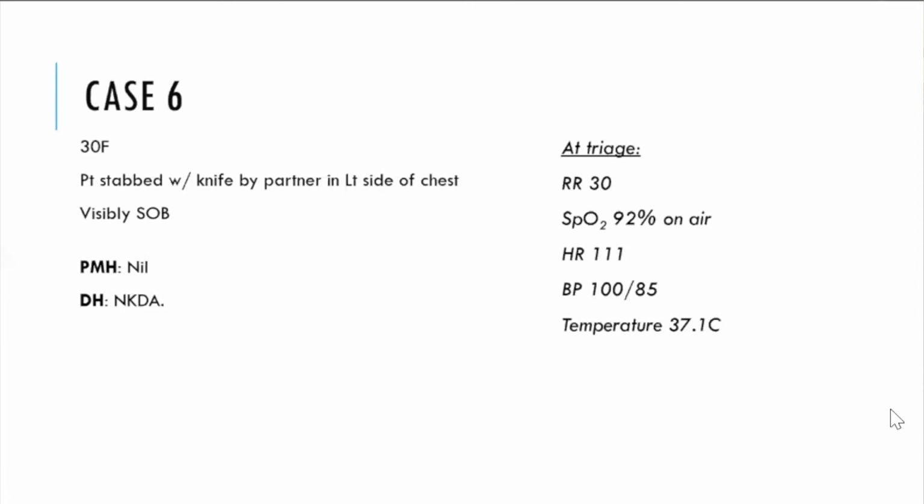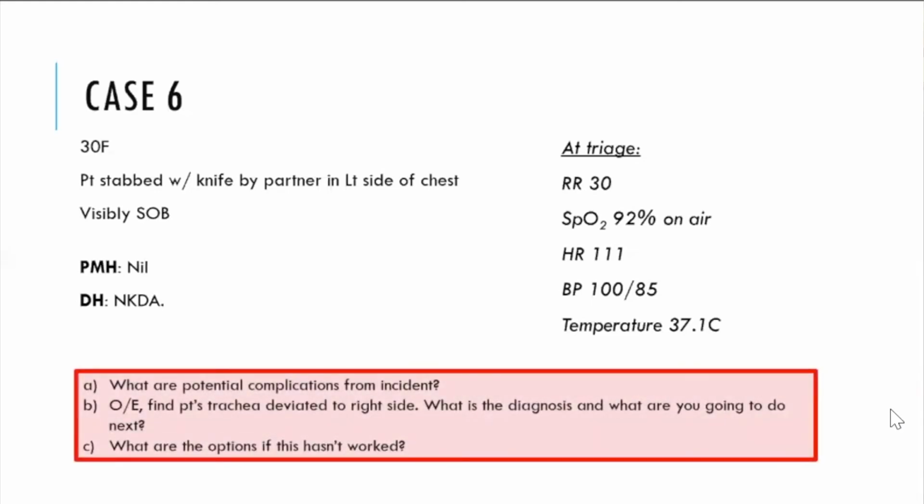Case 6, a 30-year-old female stabbed by their partner in the left side of the chest. It's another kind of domestic violence case, and they're visibly short of breath. No relevant past medical history or drug history. They're tachypneic, they're breathing very fast, and they're starting to become hypoxic. They're tachycardic and they're hypotensive. Temperature's okay. What are the potential complications from this incident?